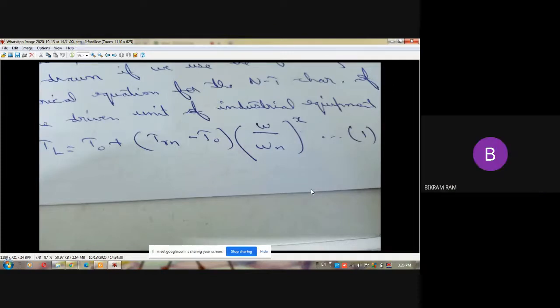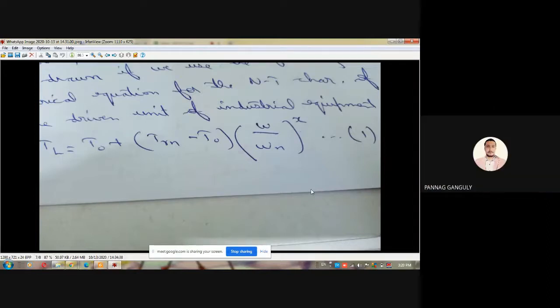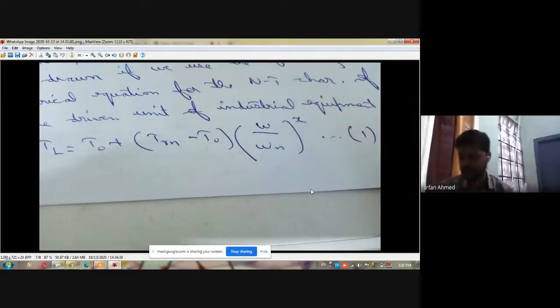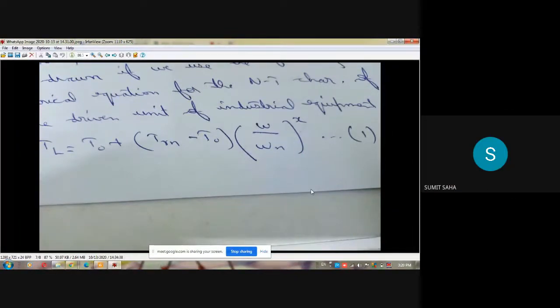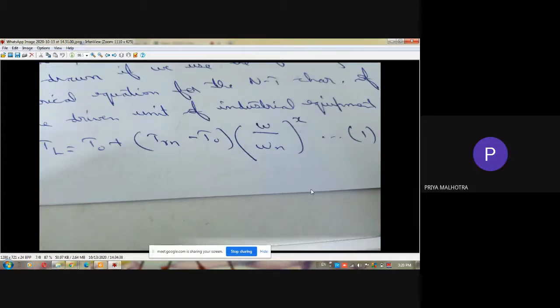What is TL? Please repeat the x. X is simply a coefficient that will characterize the load. Is this a general equation given in the book? Yes, this is a general equation, and for different motors, the value of x will change.